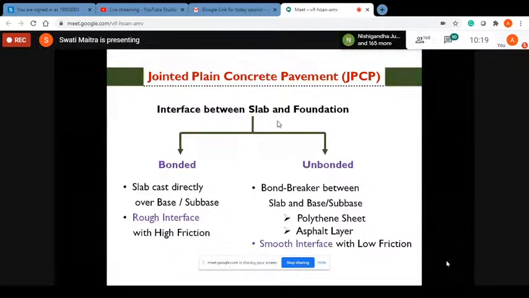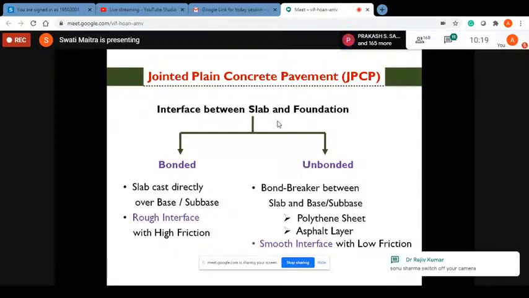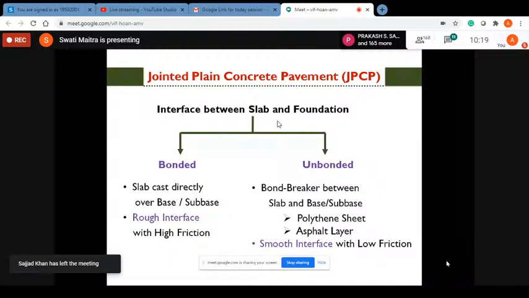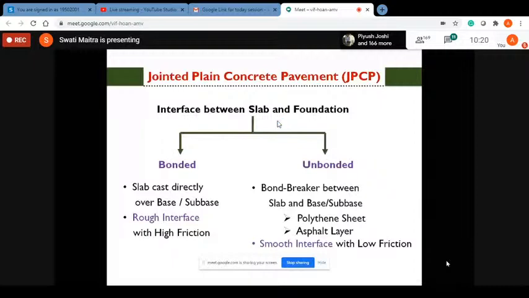Unbonded interface, in this type of pavement, we have a bond breaker in between the concrete slab and the foundation. This bond breaker could be a polythene sheet, could be a thin asphalt layer, or could be any other layer. But in India, we generally have a 125 micron polythene sheet, which is used as a bond breaker.